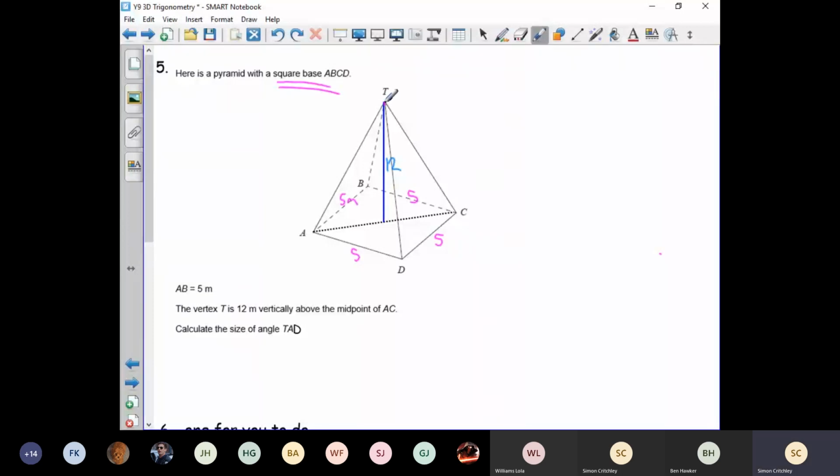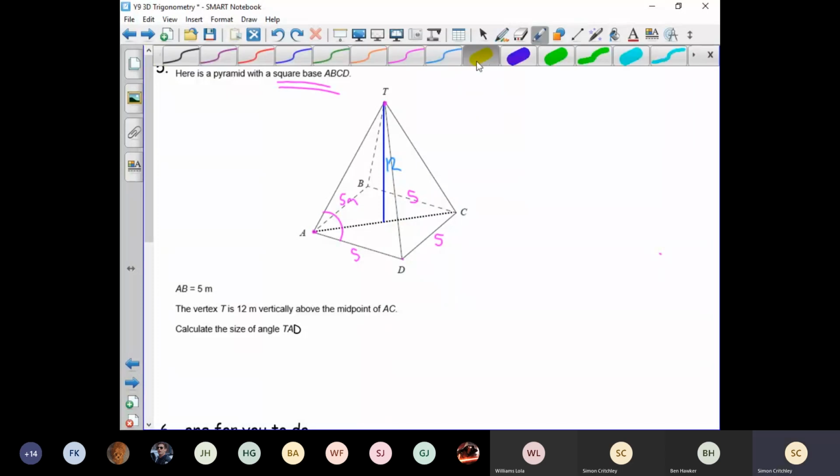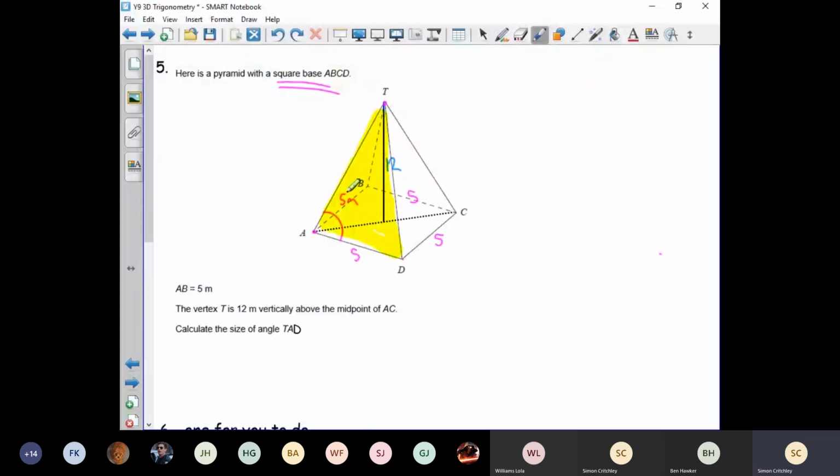And we're asked to calculate the size of the angle TAD. Okay, T to A to D. What is that angle there? Right, the kind of triangle we should be focused on is this face. It's all getting quite messy already, but this face here, the triangle TAD, is probably going to be the main part of our question. So let's just draw that out so we can see it a bit clearer.